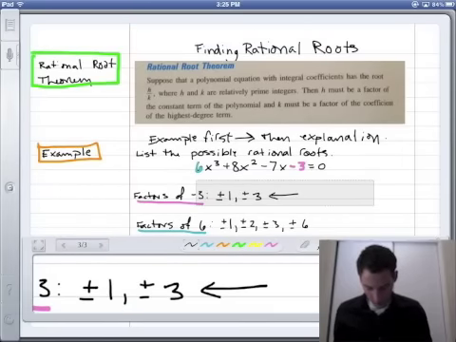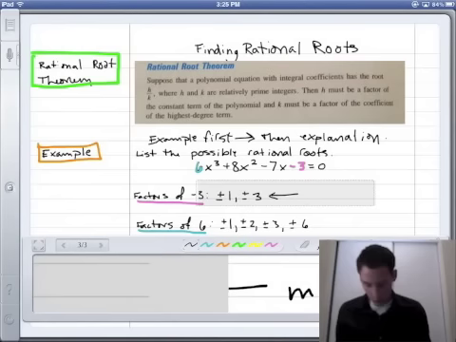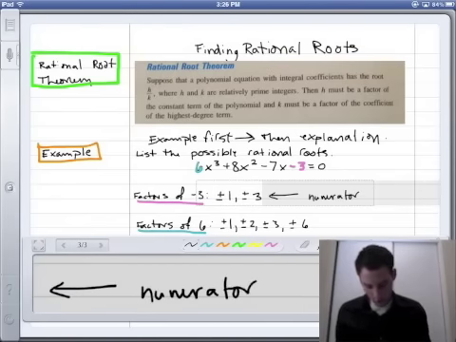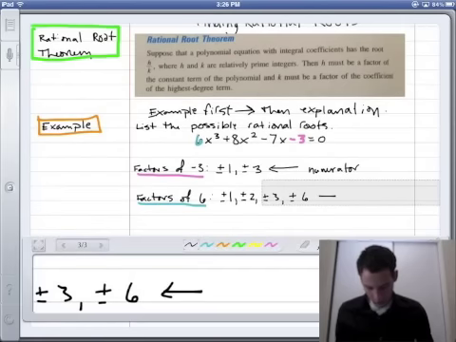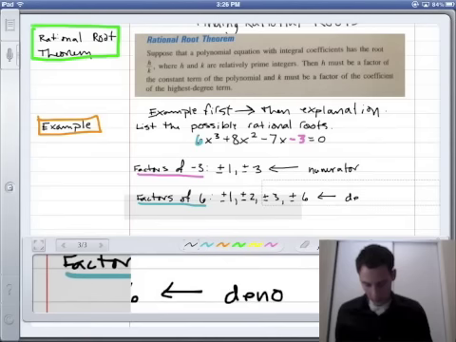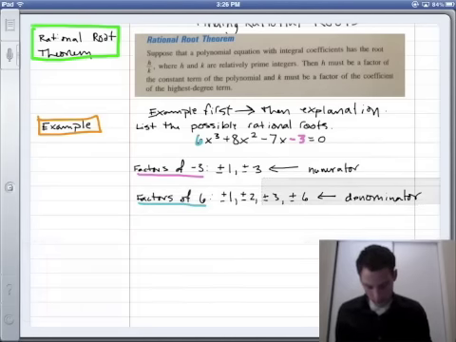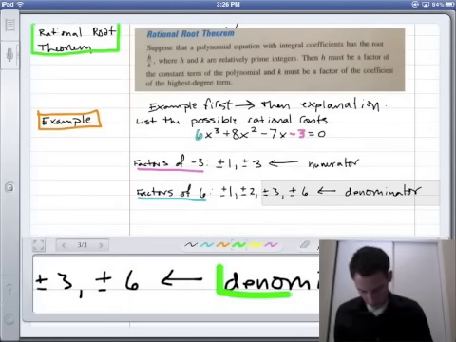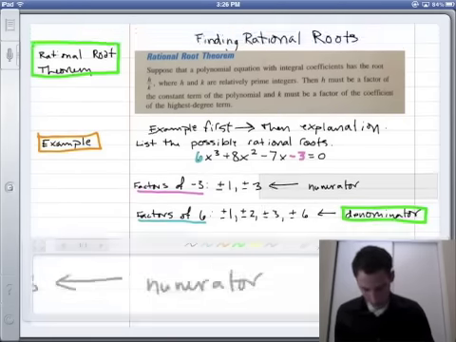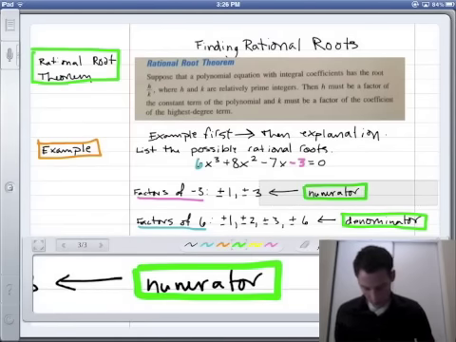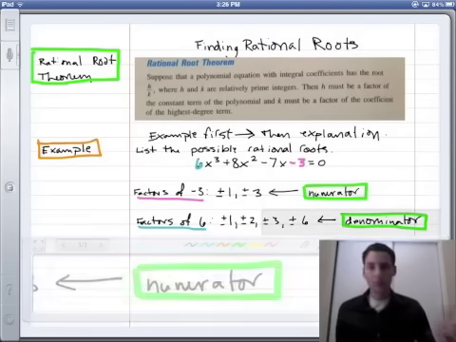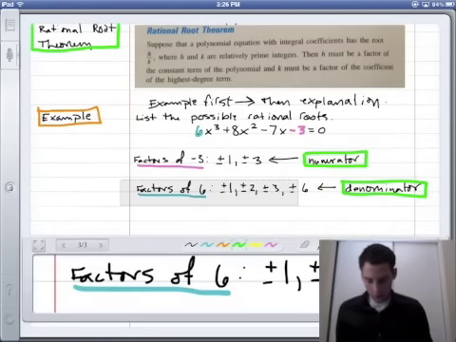For later reference, this will be the numerator. This will be the denominator. And I'm going to circle these in green. You'll have to remember which goes where. The constant term factors will be the numerator. The factors of the highest degree term coefficient will be the denominator.